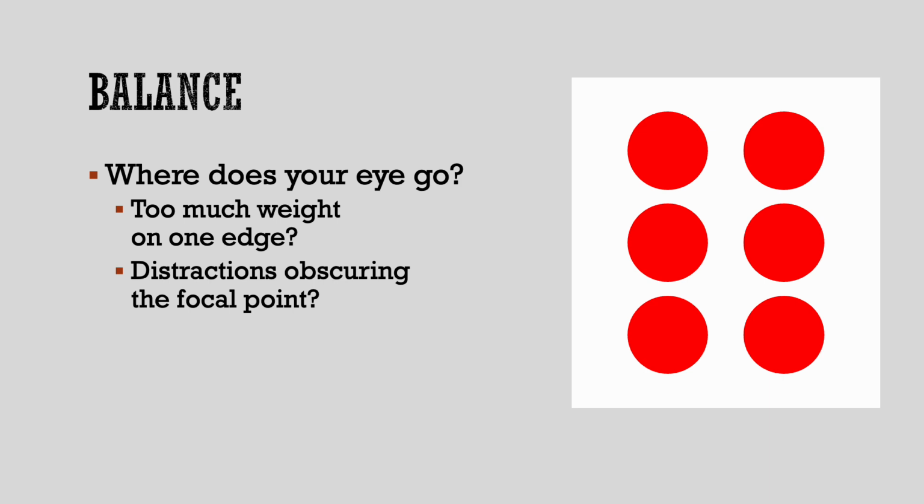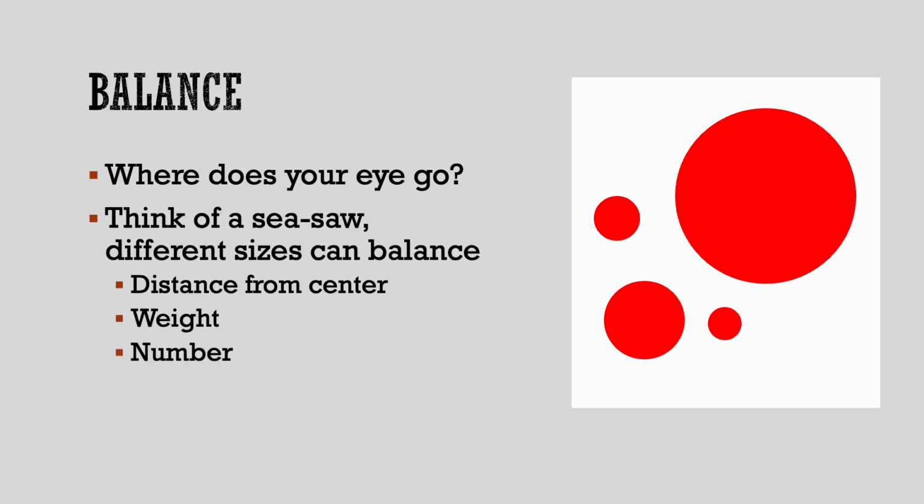Balance. Where does your eye go? If there's too much weight on one edge, that might be a problem. Are there distractions obscuring the focal point? There's also symmetrical design and asymmetrical balance. Think of a seesaw. Different sizes can have balance. Could be the distance from the center, or weight, or the number of objects. All those can together make an image appear balanced.